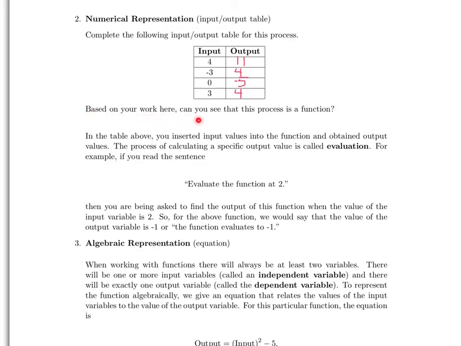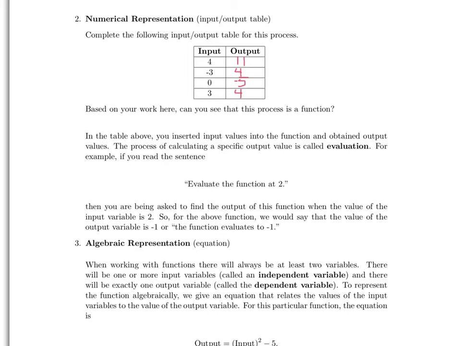So based on your work here, can you see that this process is a function? So let's go back and just review what a function is. The key feature of a function is every time you put in a number, you get at most one number coming out. Well, is that how this process works? Every time we put in a number, did we get at most one number coming out? We did. It's not possible to put a number into this process and get 2 or more outputs. So this process is a function.